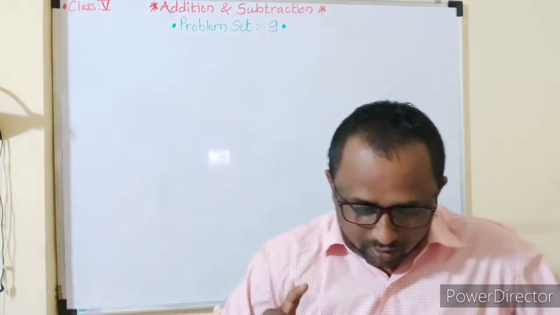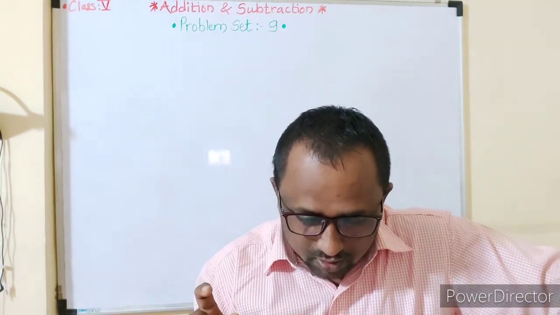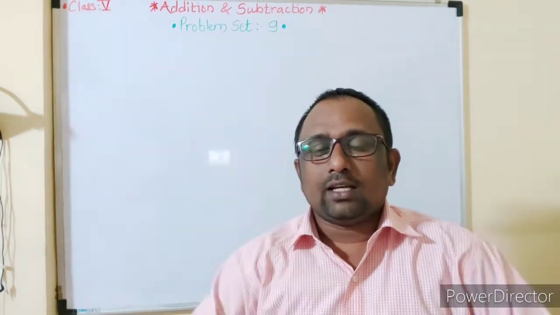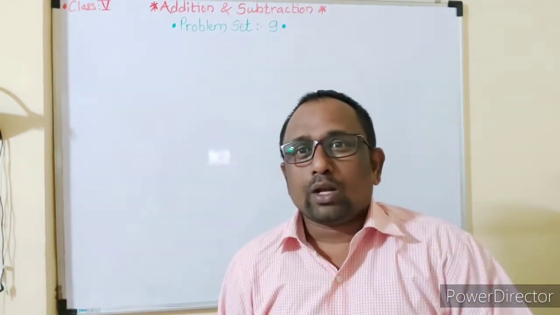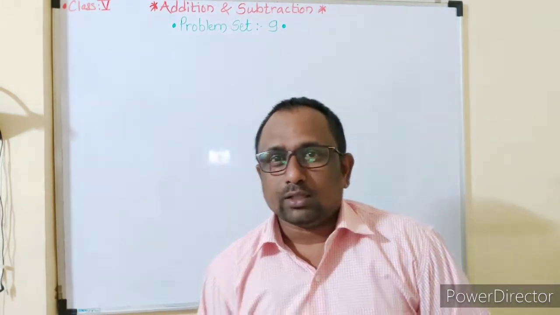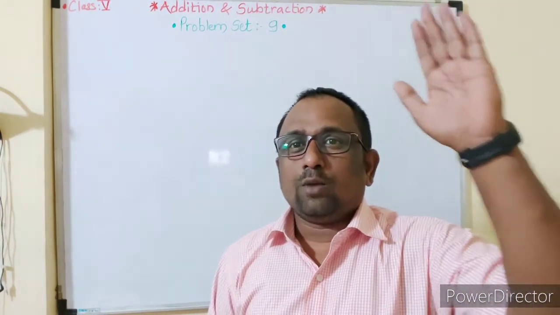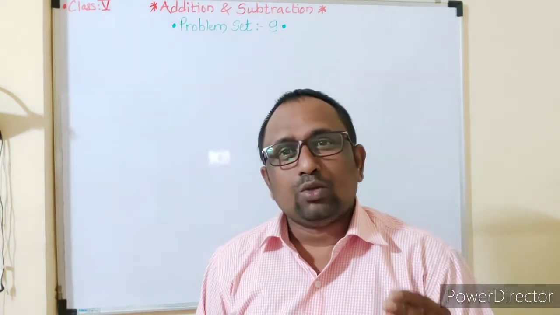Now see students, in the first example, the last 4 words are "votes were polled altogether". Words like altogether, add, more: if this kind of words are there in the word problem, then this word problem belongs to addition. Now how do we solve this? First, write down problem set 9, then write down the first example with pen. If you are sure, then only use pen, otherwise solve with pencil.